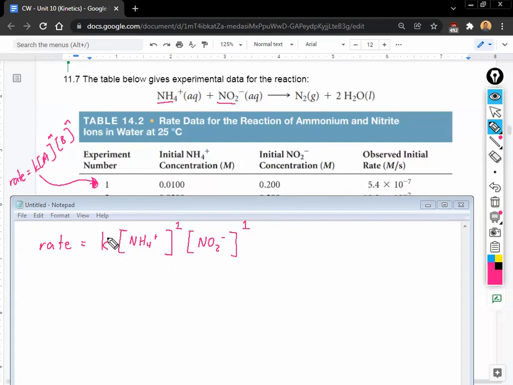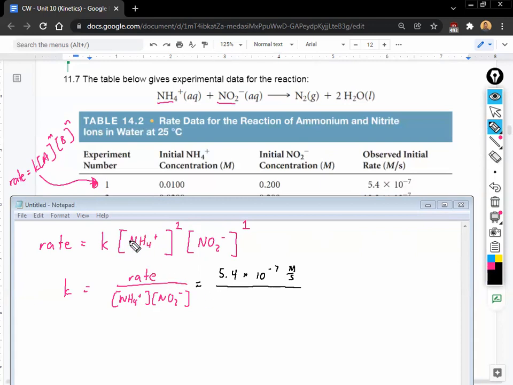Now, we're trying to find K. So what we can do is rearrange this equation. If I wanted to isolate K, I could divide by the two concentrations, and I get the rate divided by the concentration of ammonium and the concentration of NO2 minus. From there, we just need to plug in the values that we have. We said that the rate is 5.4 times 10 to the negative 7, and it's going to be molarity per second.